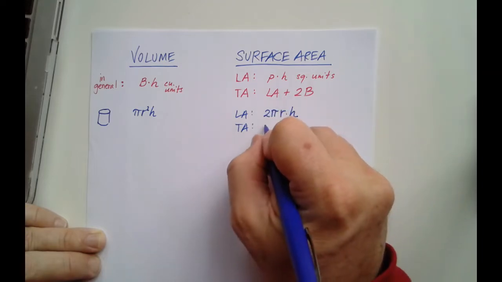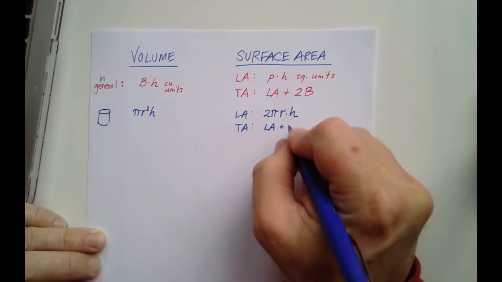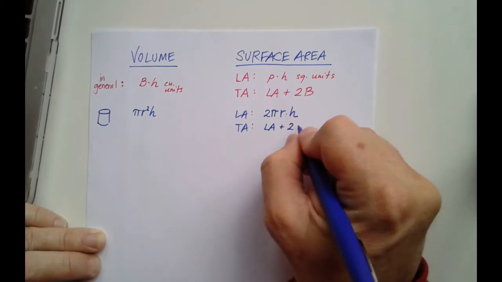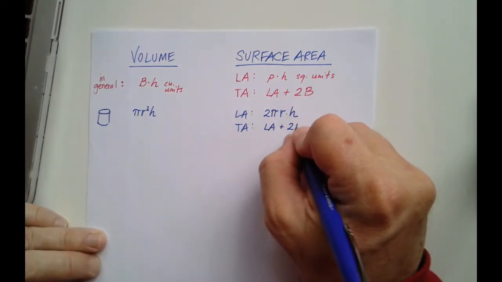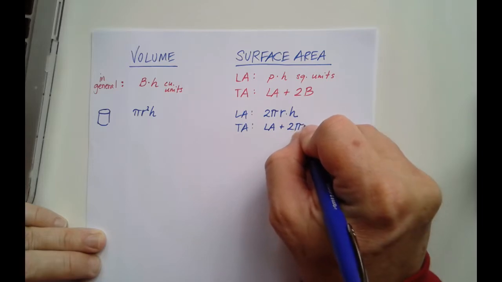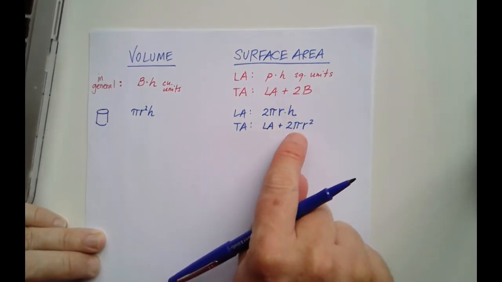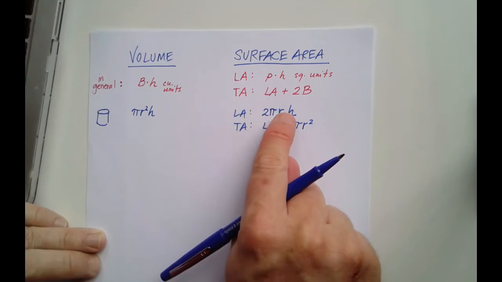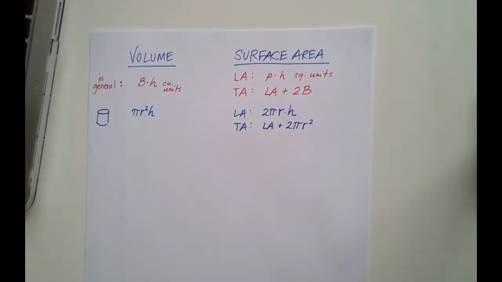Down here we take that number, lateral area, and add 2 of the bases. And what is the area of a base? Well, we saw over here it was pi r squared. So we take 2 of those. And these 2 numbers are quite similar. So you'll see 2 pi r times h plus 2 pi r times r. Let's do a sample problem.